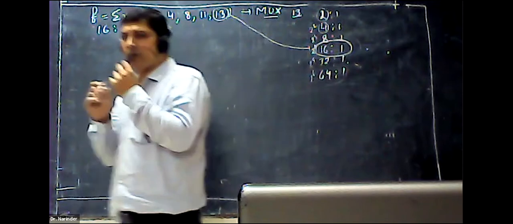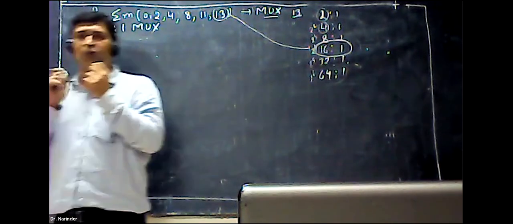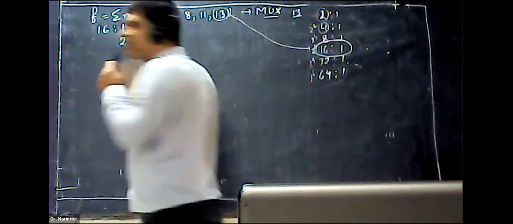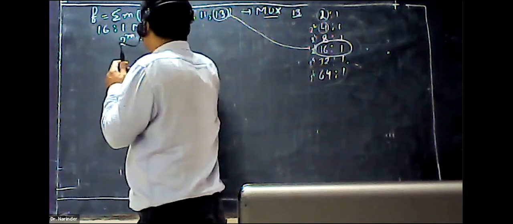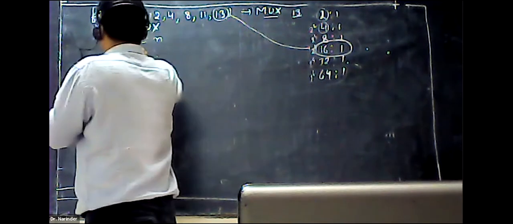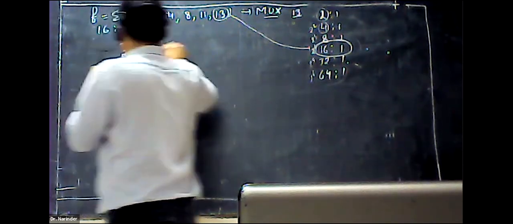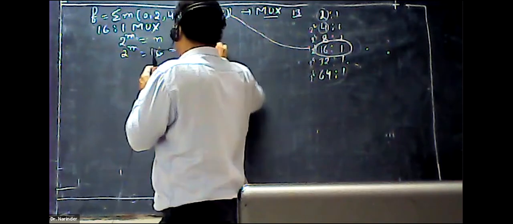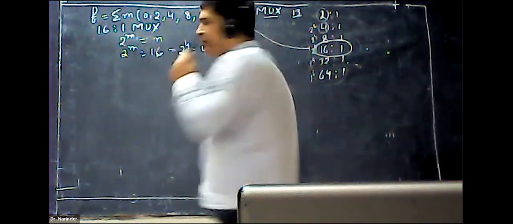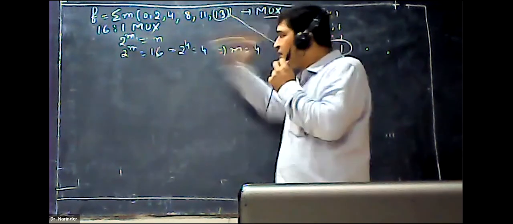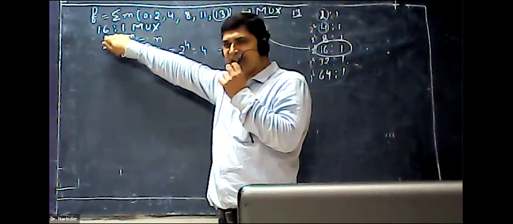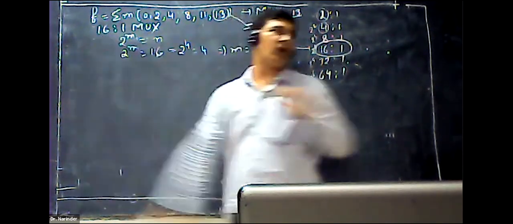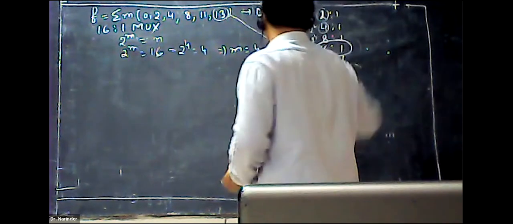Now we have to find out how many select lines are required. For that, there is a formula, which is the same for the demultiplexer also: 2 raised to power m is equal to n. So here 2 raised to power m is equal to 16, which is 2 raised to power 4, so m is equal to 4. So what you have computed is that you need 4 select lines and a 16:1 multiplexer. So how can we implement it? Understand it carefully.